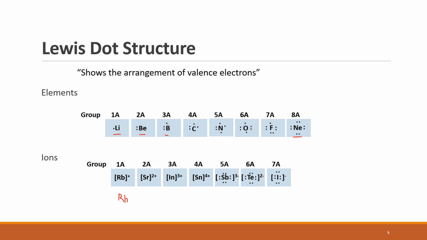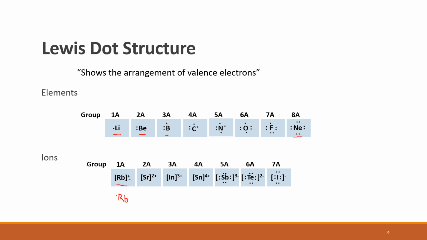Rubidium's Lewis dot structure, if it was neutral, would have one dot, just like lithium did. Well, what happens when rubidium forms an ion? Since it's a metal, it's going to want to lose one valence electron to gain its full octet. When it loses that one valence electron, it gets a positive charge, but now that one dot is gone. That one valence electron is gone because it lost it. So that's why its depiction has no dots.